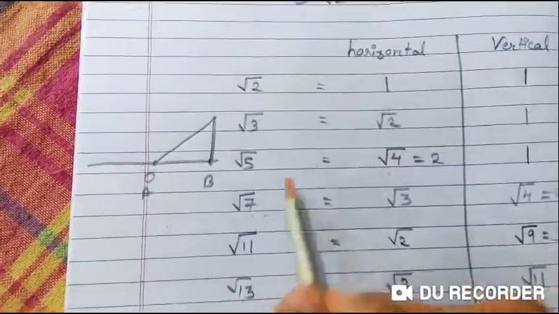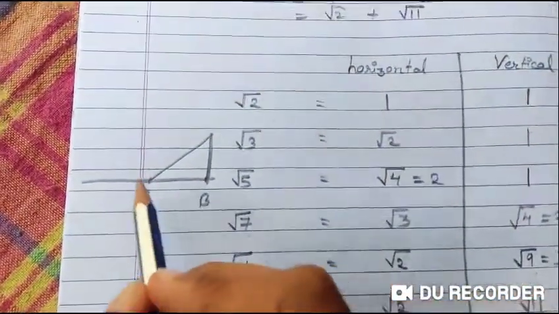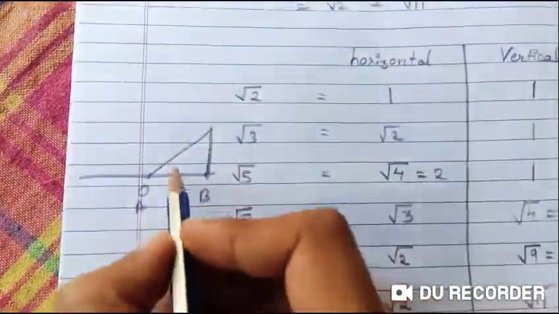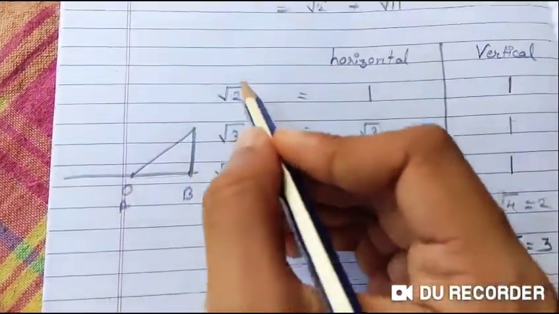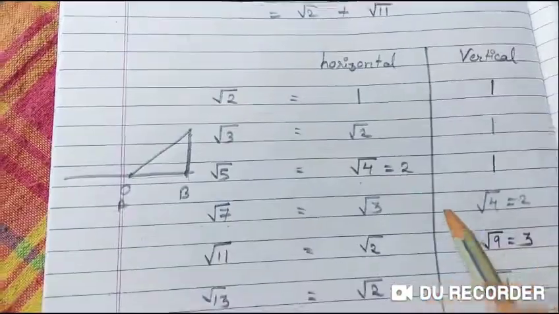Then we will be plotting all the graphs. But the very important thing is that horizontal should be this one, vertical should be this one. For every number it is a different set.